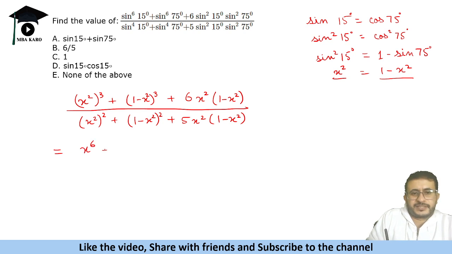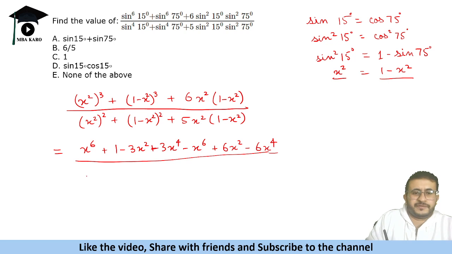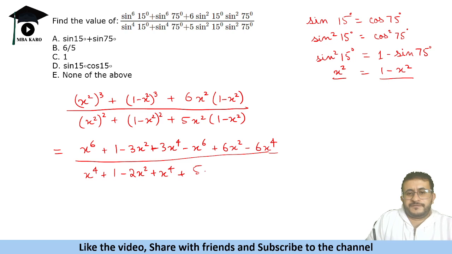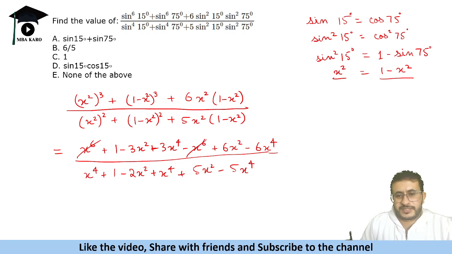So x to the power 6 plus 1 minus 3x square plus 3x to the power 4 minus x to the power 6 plus 6x square minus 6x to the power 4. Okay. Similarly, in the denominator, we will have x to the power 4 plus 1 minus 2x square plus x to the power 4 plus 5x square minus 5x to the power 4. Okay. So x to the power 6 and x to the power 6 get cancelled.